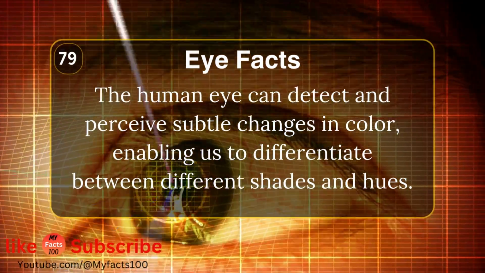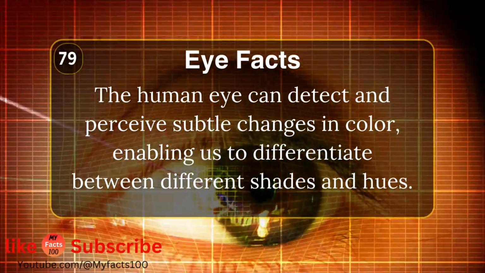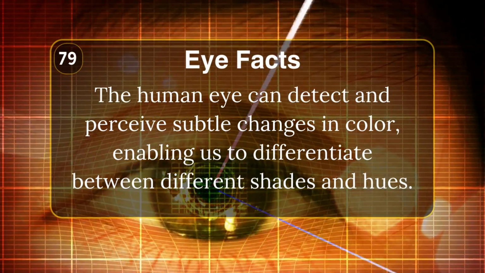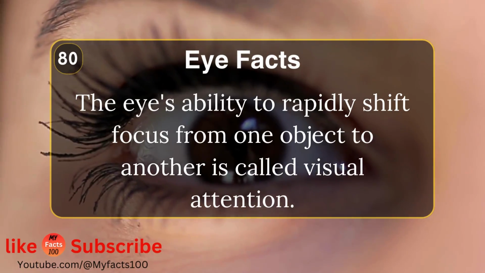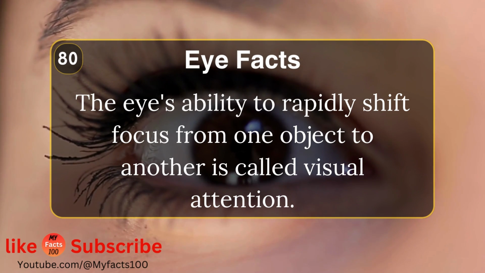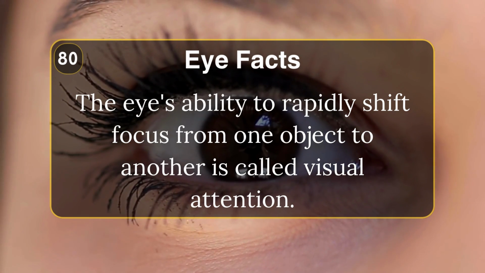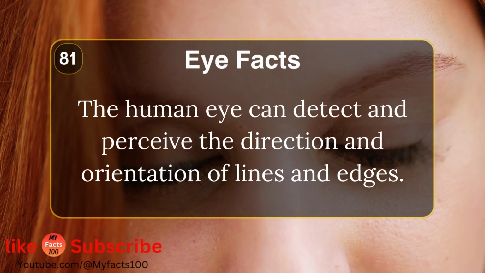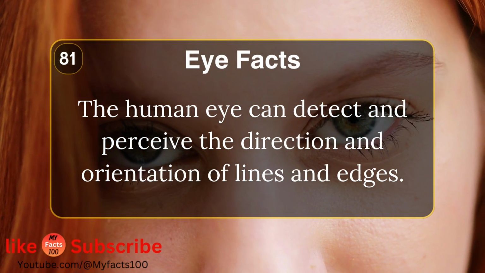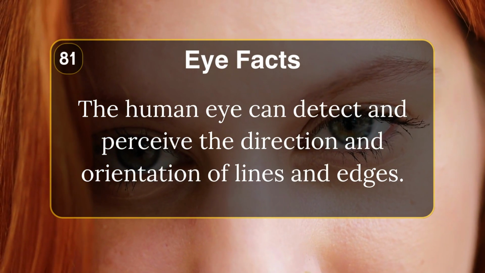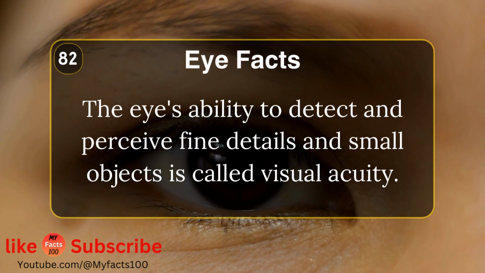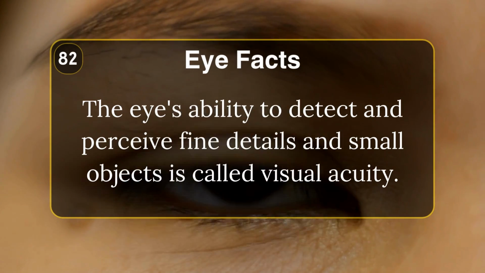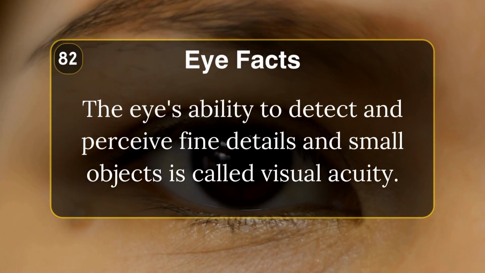The human eye can detect and perceive subtle changes in color, enabling us to differentiate between different shades and hues. The eye's ability to rapidly shift focus from one object to another is called visual attention. The human eye can detect and perceive the direction and orientation of lines and edges. The eye's ability to detect and perceive fine details and small objects is called visual acuity.